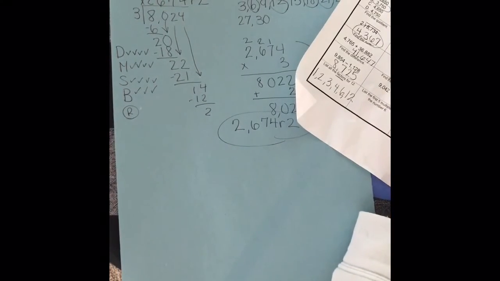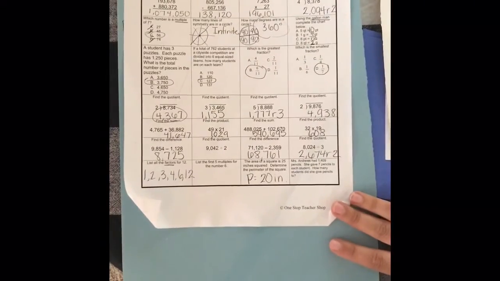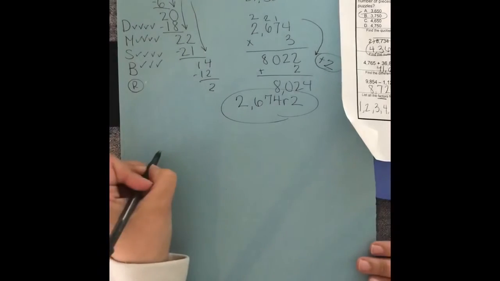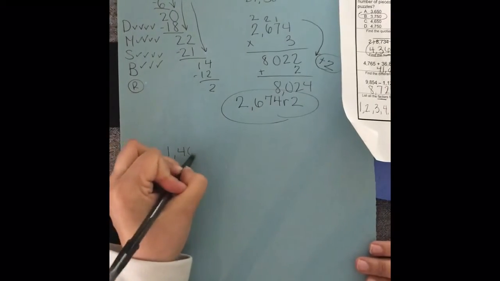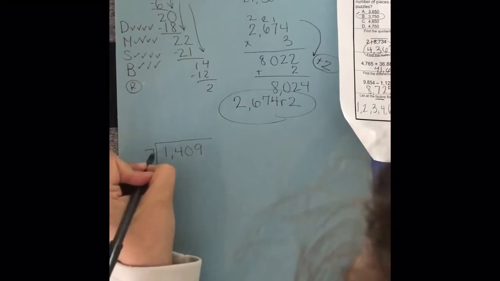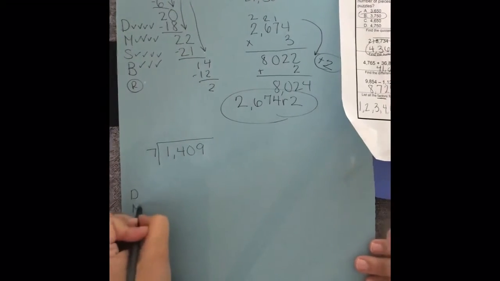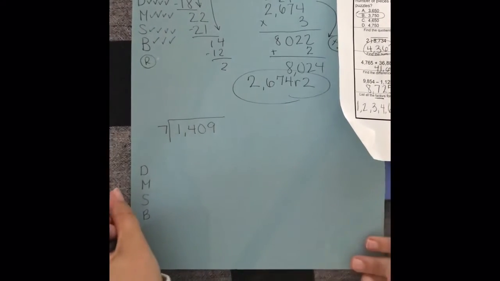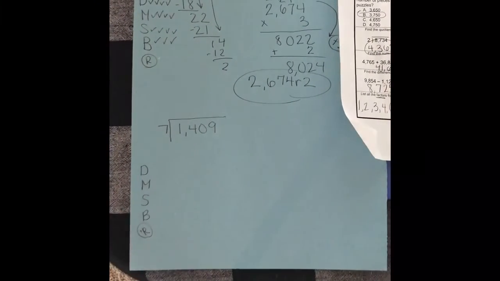Moving on, we have Mrs. Andrews had 1,409 pencils. She gave 7 pencils to each student. How many students did she give pencils to? So we're going to divide, again, your favorite, 1,409 divided by 7. Remember, we list our steps, and you can go ahead and list your first 10 multiples of 7. Pause the video and do it, and then check with me.